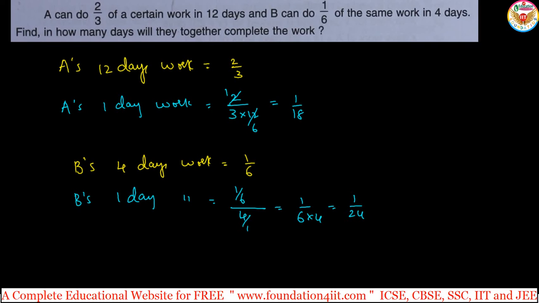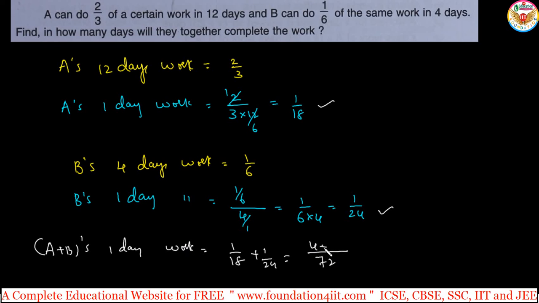Right. So we got A's 1 day capacity and B's 1 day capacity. A can do 1 by 18th in 1 day, and B can do 1 by 24th in 1 day. Now how many days will they take to complete the work together? Let us find how much they can do together in 1 day. So A plus B's 1 day work is 1 by 18 plus 1 by 24. Simplifying, 72 is the LCM. 4 plus 3, that is 7 by 72. 7 by 72 is the 1 day's work.